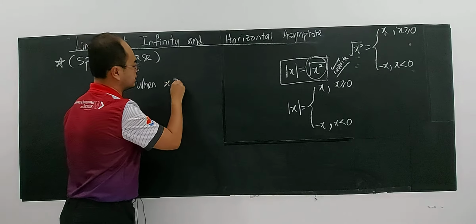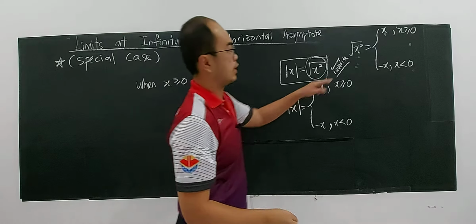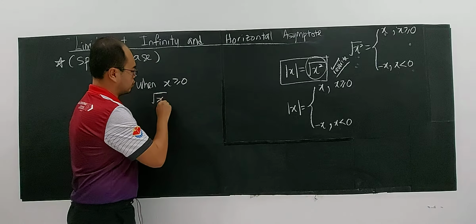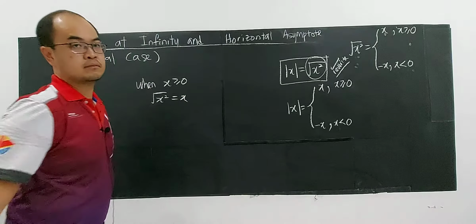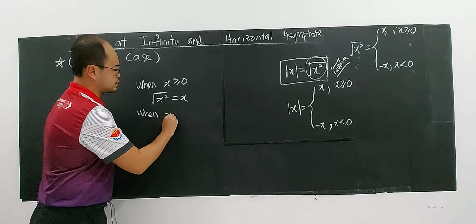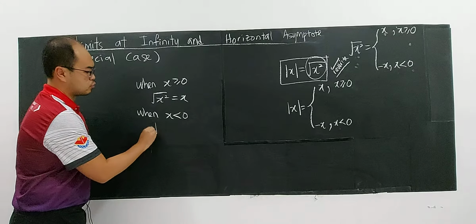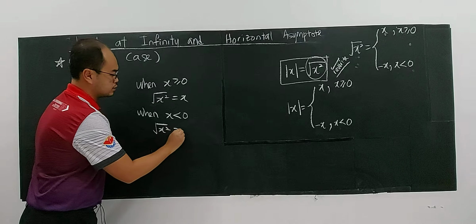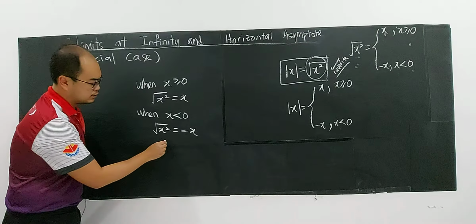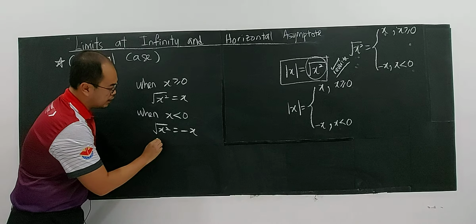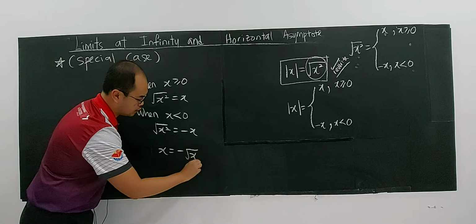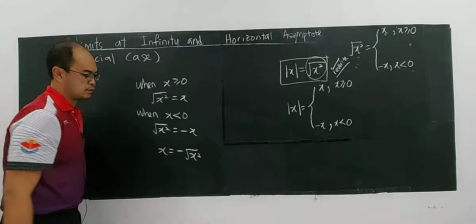So it means that when x is greater than or equal to 0, the square root of x squared is x, right? When x is less than 0, the square root of x squared is negative x. Or I can say that x is the negative of the square root of x squared, since I can divide both sides by negative.